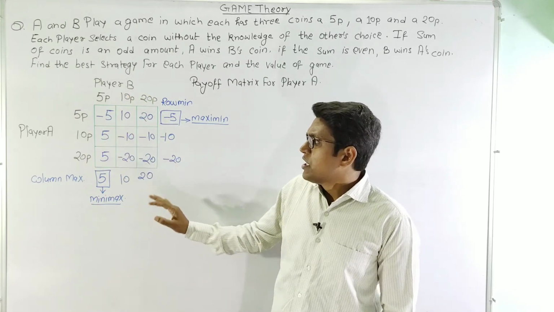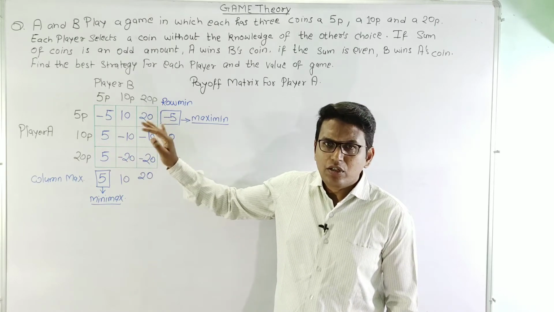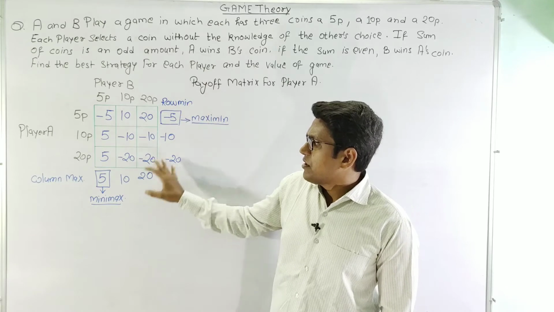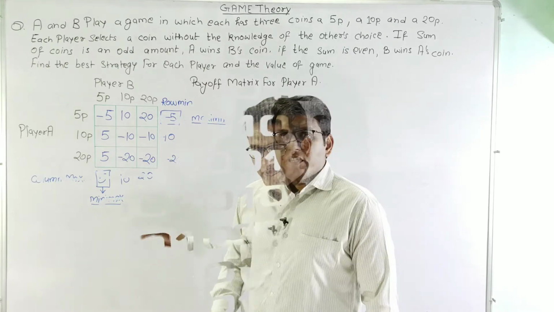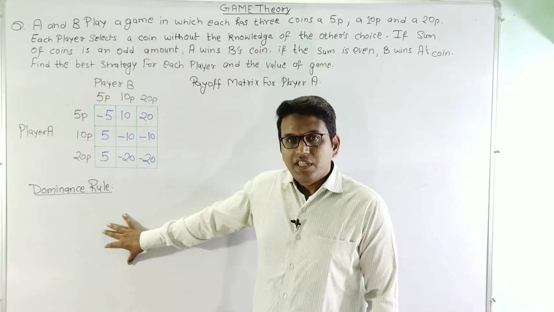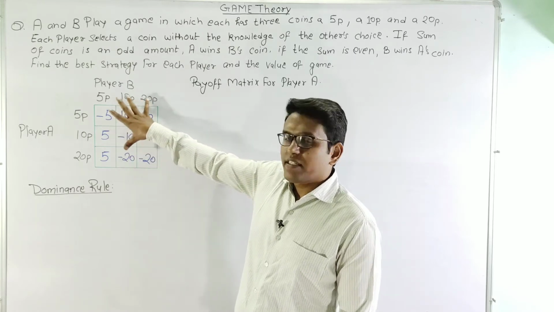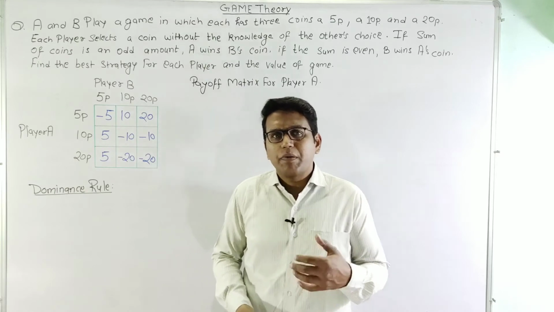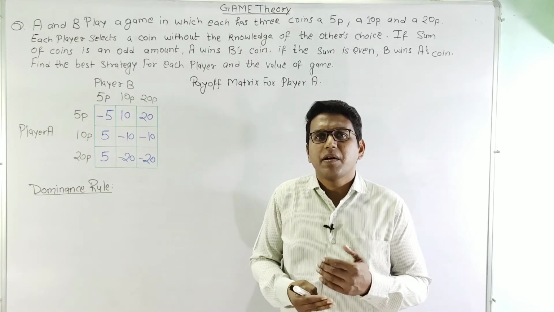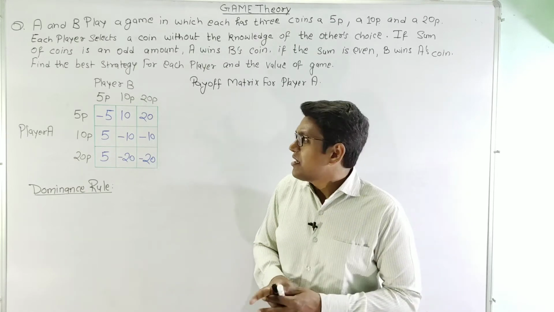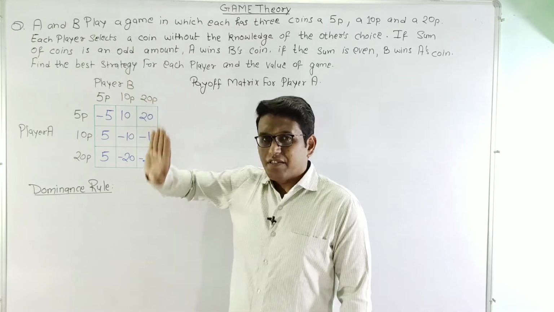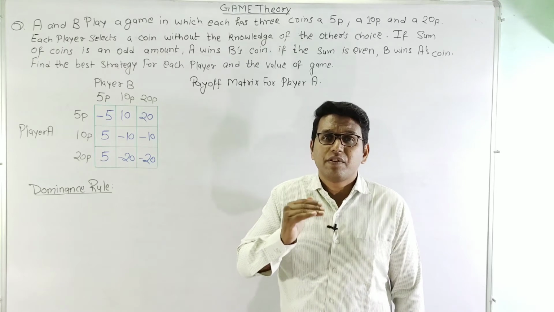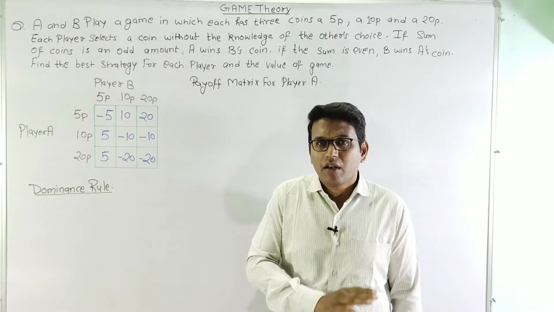Now we will try to reduce this matrix using the dominance rule. Now to understand the dominance rule, I will first erase this. To understand the dominance rule, we need to see the payoff matrix first. So this is the payoff matrix for A, and A would like to play the strategy which will give him the maximum gain. Similarly, B will try to play the strategy which will reduce the loss, or we can say which will minimize the loss for B.